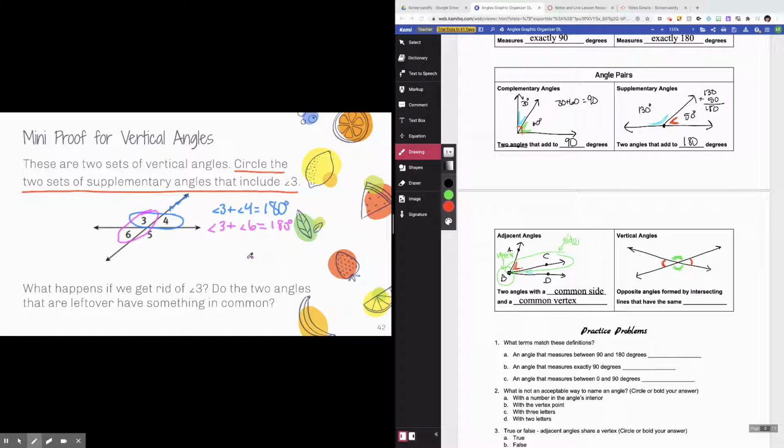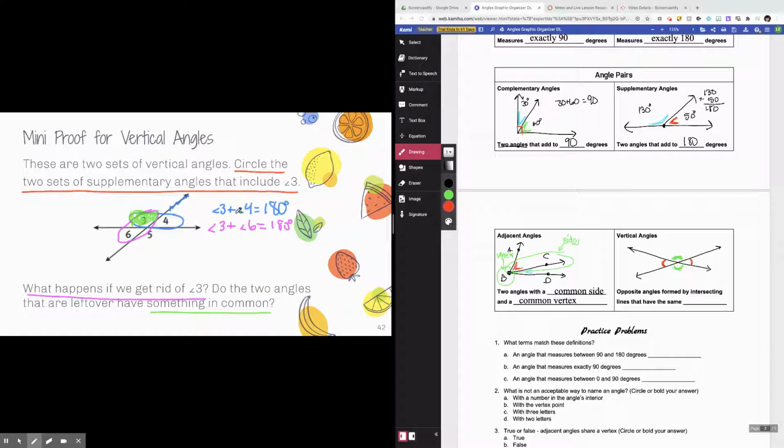My question for you was, what happens if we get rid of angle 3? If I'm saying angle 3 is common between the two of them, I'm just going to get rid of it. I've decided I don't care about it. I'm basically subtracting it away. So what I have left is that angle 4 and angle 6 have something in common.